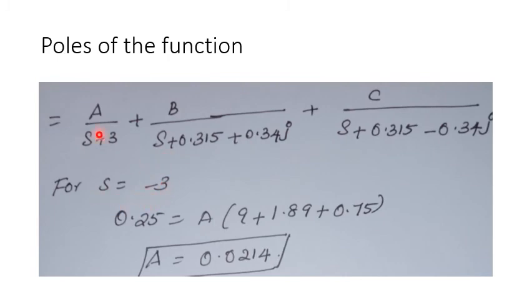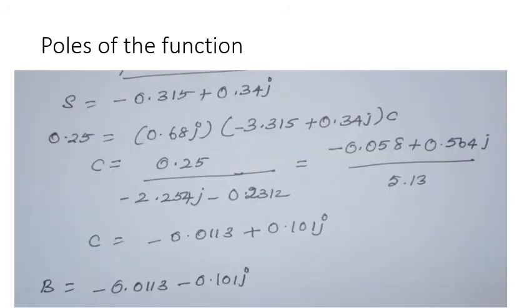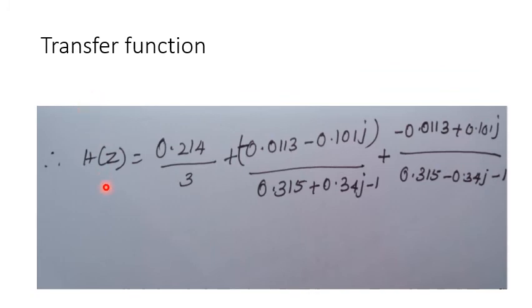So s equals -3, and you find the value of A. Similarly, you find the B value and the C value. Clear? Right. Next, I got A as 0.0214, B value as 0.0113, and C value as -0.0113 plus 0.101j, right? Now you substitute the A value, B value and C value, and we get the transfer function like this.